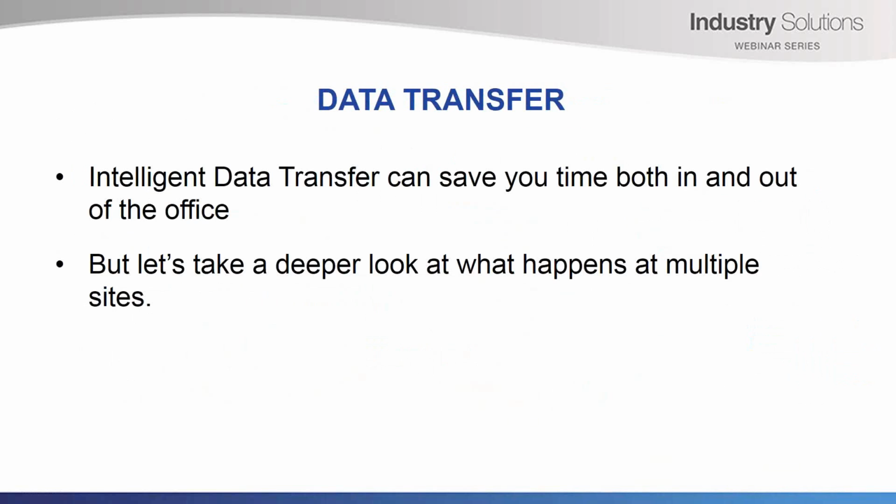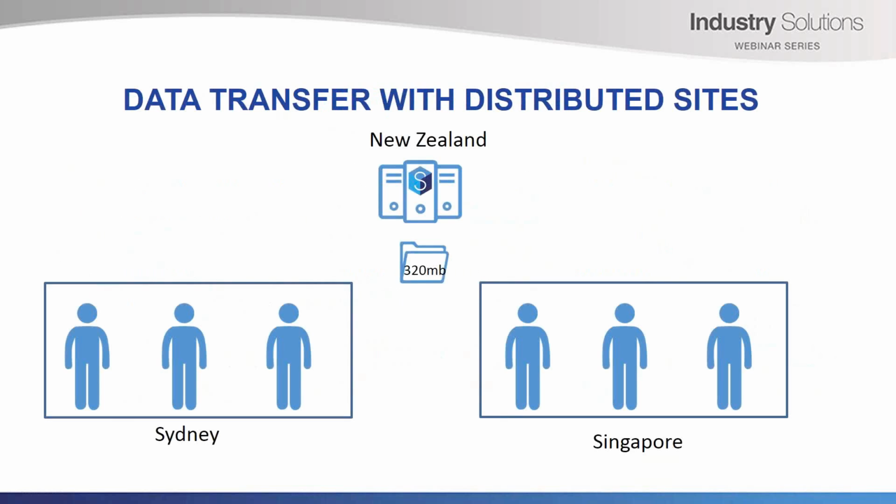But let's really take a deeper look at what happens when you have multiple sites or multiple offices. So here we have an example where you have your central server, your 12D Synergy server sitting in New Zealand, and you have offices in Sydney and Singapore. And a number of different people need to download a 320 megabyte data set. So what happens? Even with 12D Synergy and its intelligent data transfer, each user is going to download that data set.